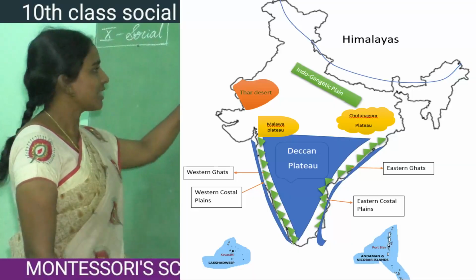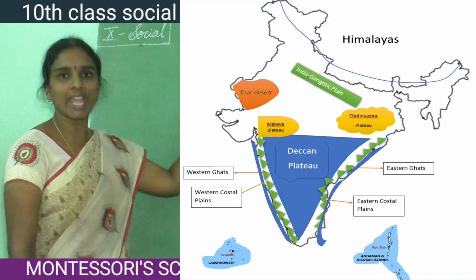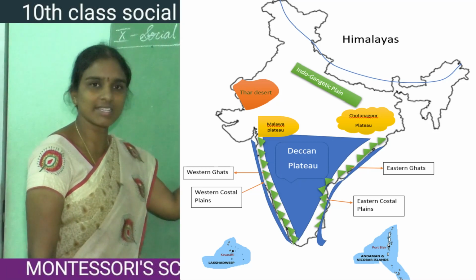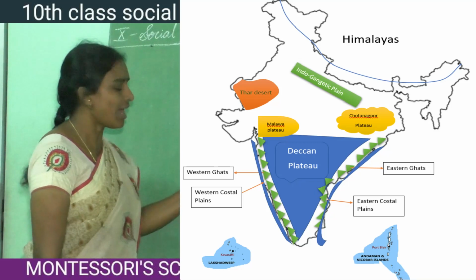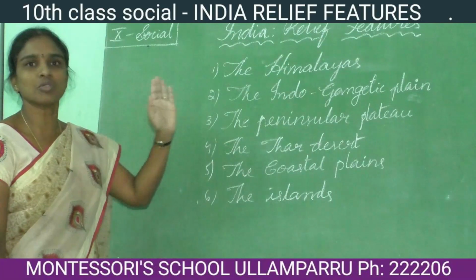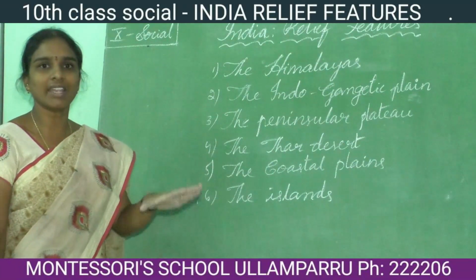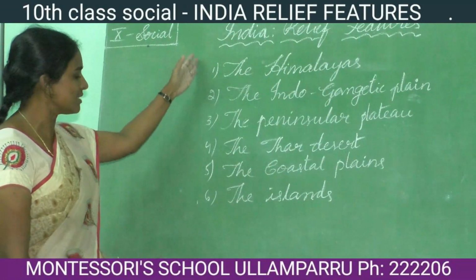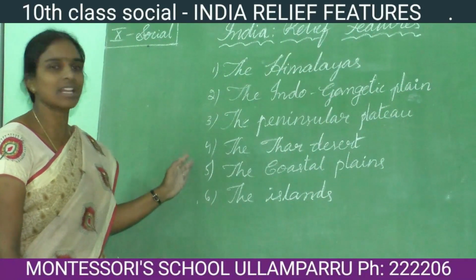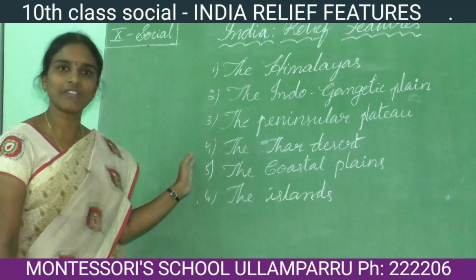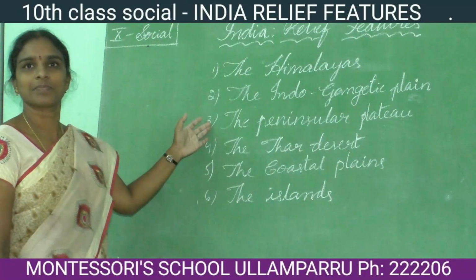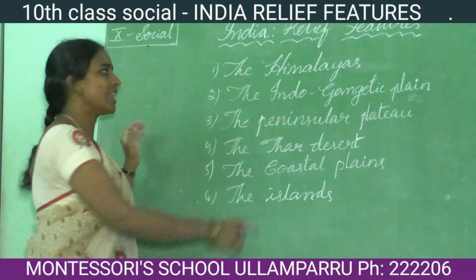They are the Himalayas, the Indo-Gangetic Plain, the Peninsular Plateau, the Thar Desert, the coastal plains, the islands. So that is from north to south and west to east. So we can divide India into these 6 relief features. So today in this class I am going to explain briefly about each and every relief feature of India. So let me start from the Himalayas.